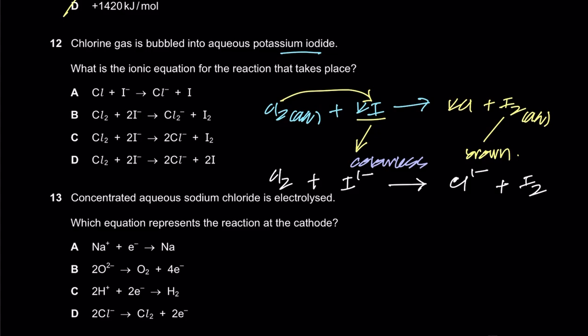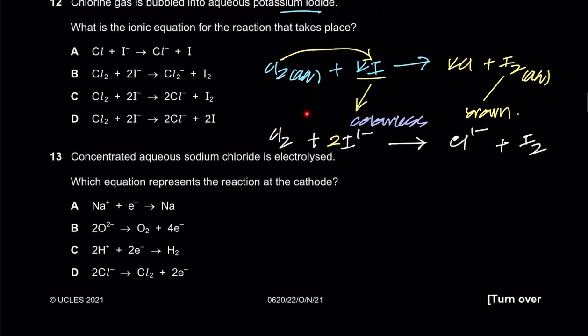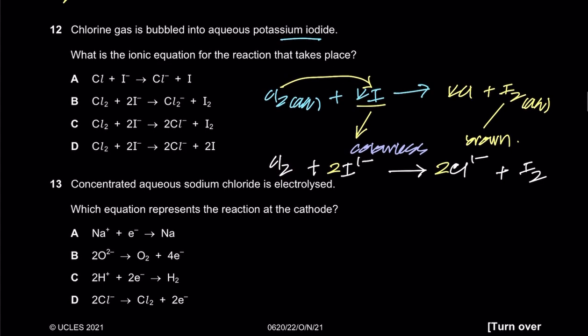And obviously, if I2 is here, there should be two iodide ions being displaced, right? Each chlorine atom will displace one iodide. So if you have two chlorine atoms, it's going to displace two iodide ions. Or you could just do balancing. One I here, two I's here, so add a 2 here. One Cl here and two Cl here, so add a 2 here. And that's the equation.